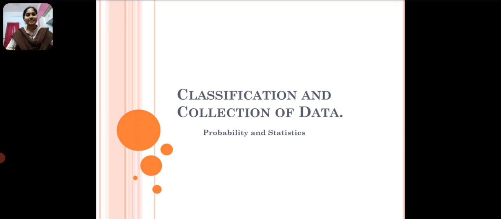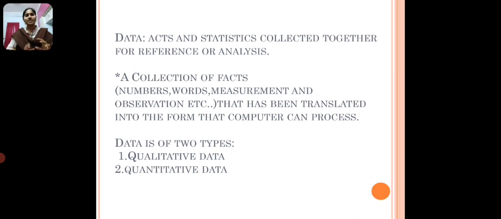So before starting, I want to discuss the definition of data. Data is a collection of facts, which are numbers, words, measurements, observations, etc., that have been translated into a form that a computer can process. Generally, data is facts and statistics collected together for reference or analysis. We can classify data overall into two types, qualitative and quantitative. So this is the classification of data.